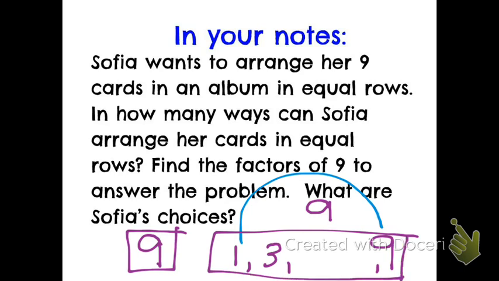So the only ways that she could arrange her rows would be in one group of 9 or 3 groups of 3. So she has 2 options for how many ways that she can do that. The way that I figured that out was because I've got 2 sets of factors. Okay, I've got my 1 times my 9, that's one way that she could arrange it. And I have 3 times 3, that's my second way that she could arrange it. So the factors of 9 are 1, 3, and 9. There are no other numbers that I can multiply together and get the answer of 9.